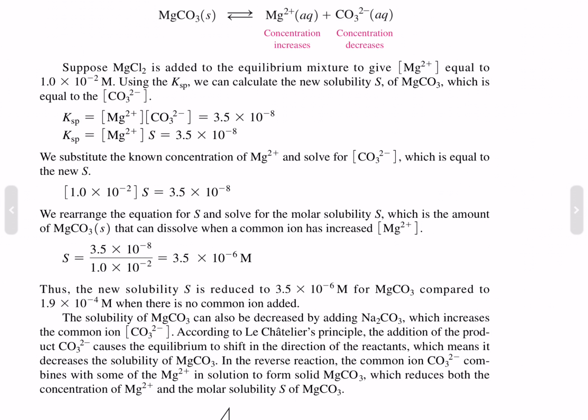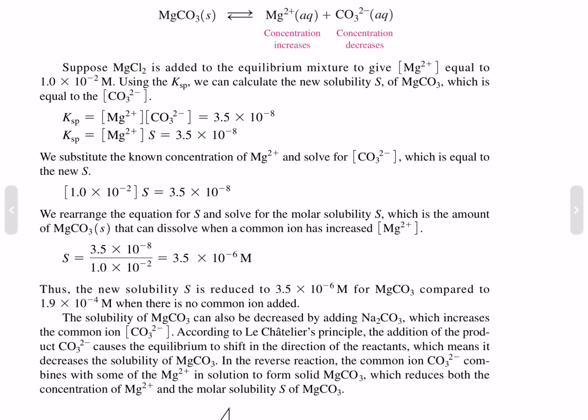So S is now 3 times 10 to the negative 8 divided by 1.0 times 10 to the negative 2, which is 3.5 times 10 to the negative 6. Thus, the new solubility S is reduced to 3.5 times 10 to the negative 6 molar for magnesium carbonate, compared to 1.9 times 10 to the negative 4 when there is no common ion added.